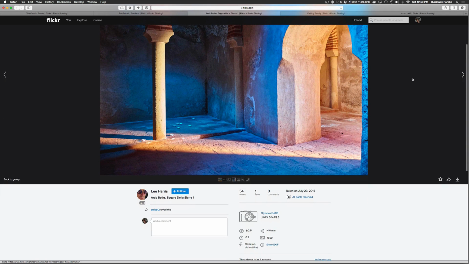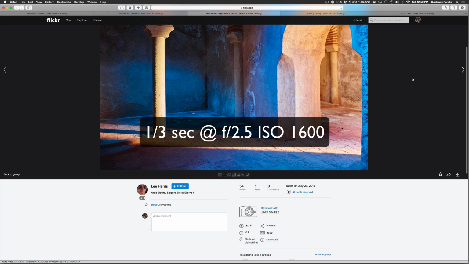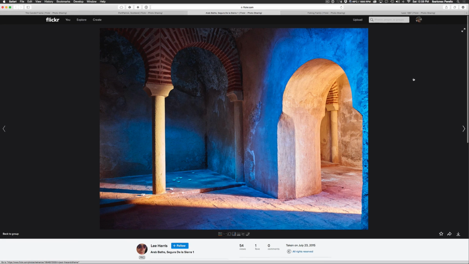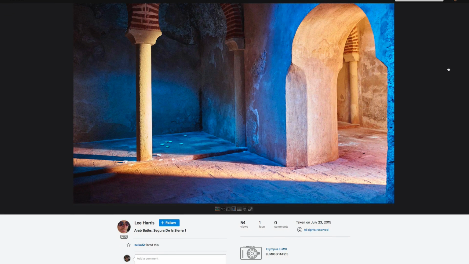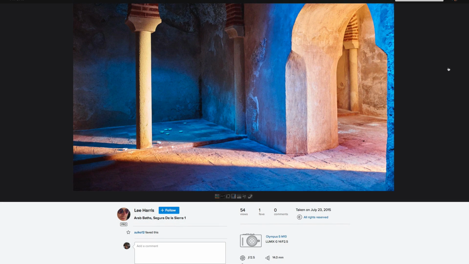Here's a shot by Lee Harris, shot with an Olympus EM10, and he shot this at a very slow shutter speed, about 1/3 of a second, at f2.5 at ISO 1600. Now here we're dealing with an interior. It says Arab bath, so it does have that sort of Arab architecture feel to it.